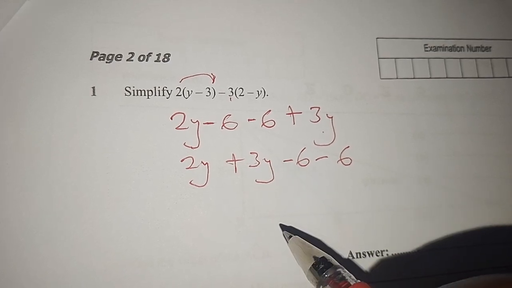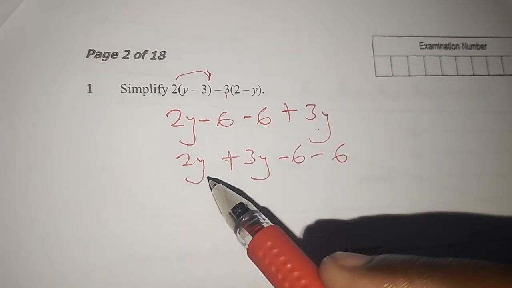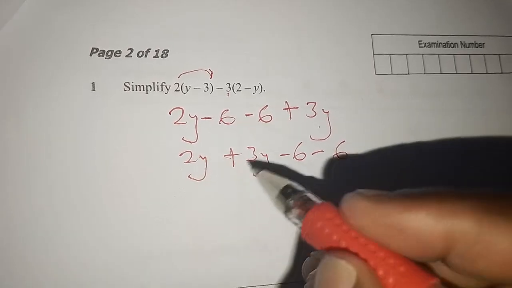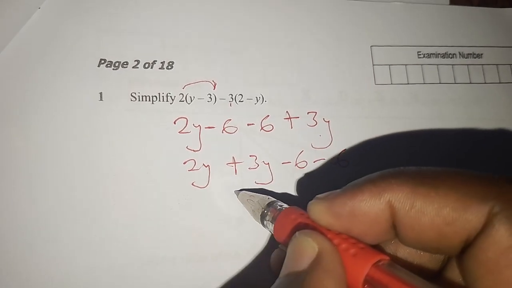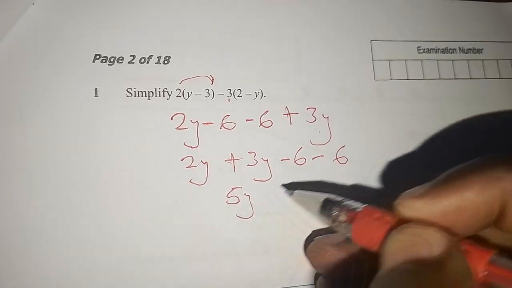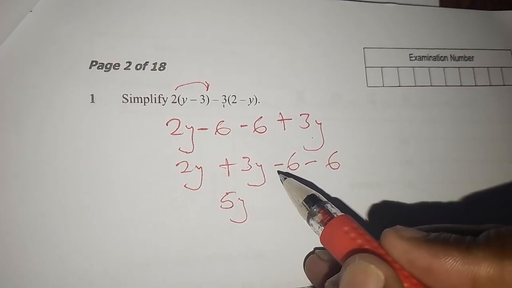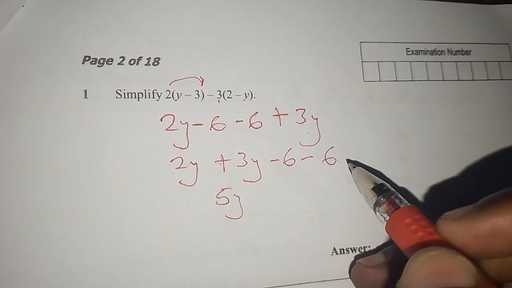Now, this is 2y plus 3y. It means we are able to add. What is 2y plus 3y? It's the same as 2 plus 3, isn't it? So 2 plus 3, you just get 5, then you maintain y. This is the easiest. So you get 5y.